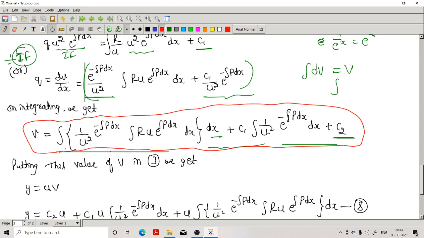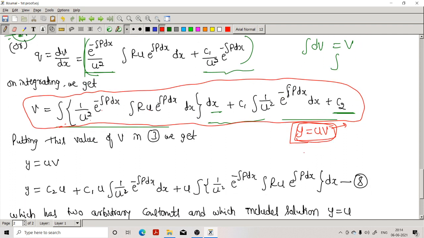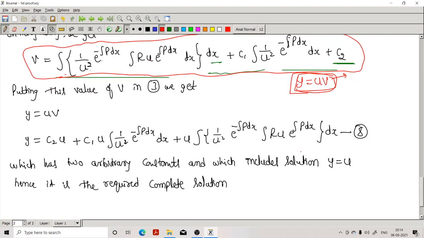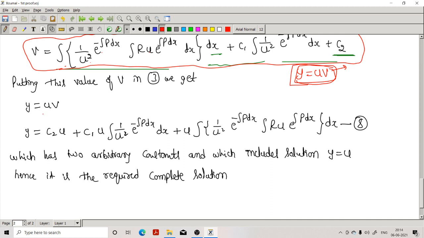Clearly v is a function of x. Therefore we put this value of v, because the complete solution is in the form of y is equal to uv. Again, u is a function of x, and v is also a function of x. We have determined v. Therefore the complete solution must be written in the form of y is equal to uv, because we have already told that the complete solution is in the form of y is equal to uv. So y is equal to u into v.